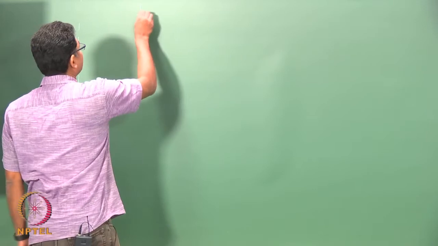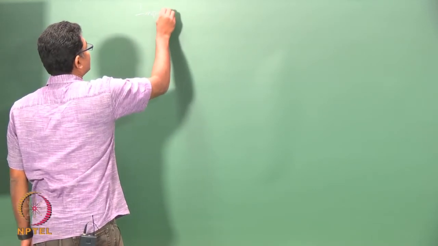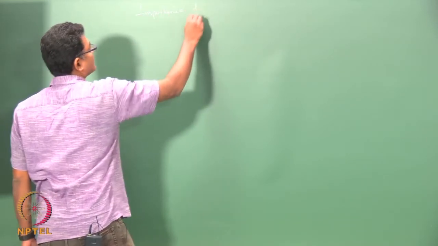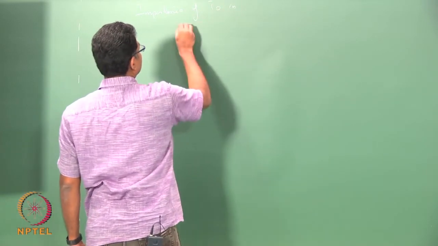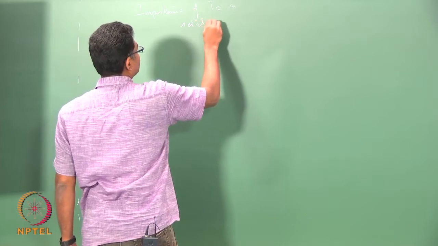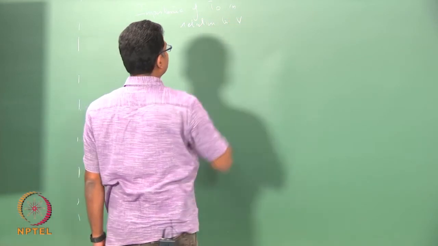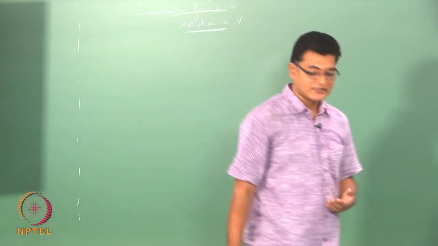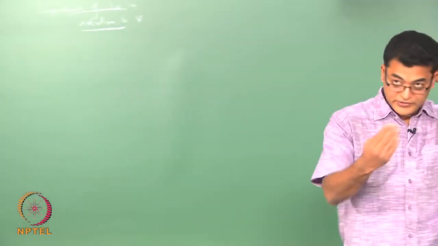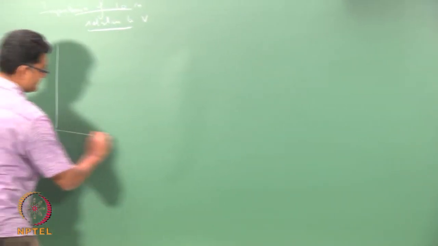So, we will just try to see the importance of T0 in relation to V. Okay. During this process of trying to understand the importance of T0, we will introduce a new quantity. So, we will go back to the TS diagram.